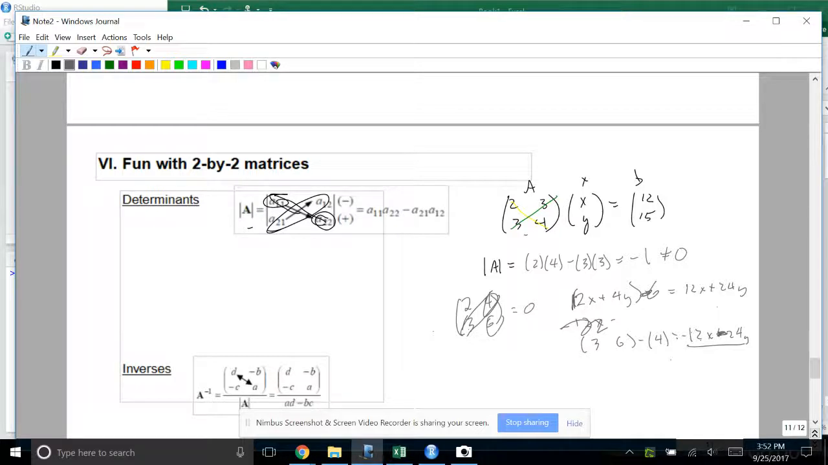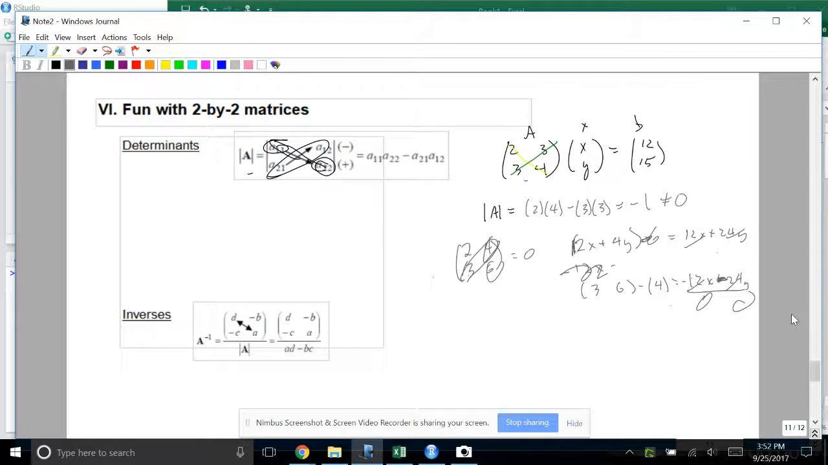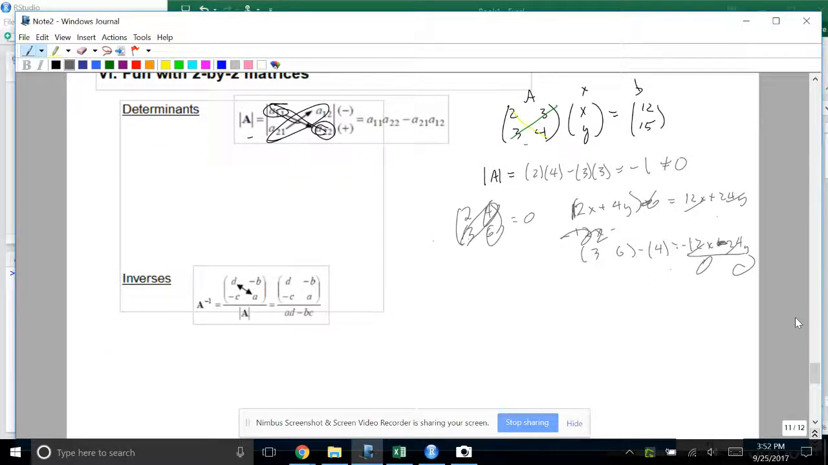So what we have is that if we try to solve for this, the x's cancel out, but the y's cancel out too. So we cannot solve for any x's or y's. All right, so that's easy enough.